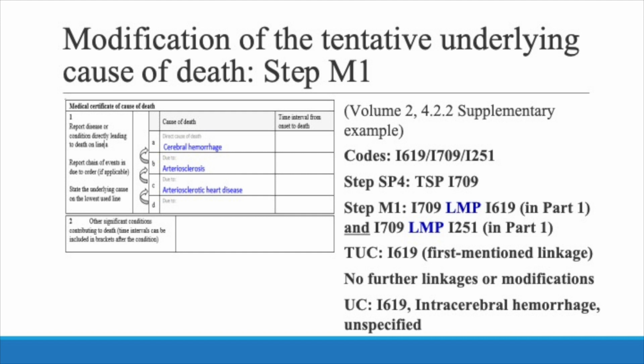In this case, that would be with I619 from line A. Therefore, the new tentative underlying cause by an application of step M1 is I619. Checking the special instructions for application of step M1 when the tentative underlying cause is I619, we find no further linkages, so the underlying cause for statistical tabulation is I619, intracerebral hemorrhage unspecified.